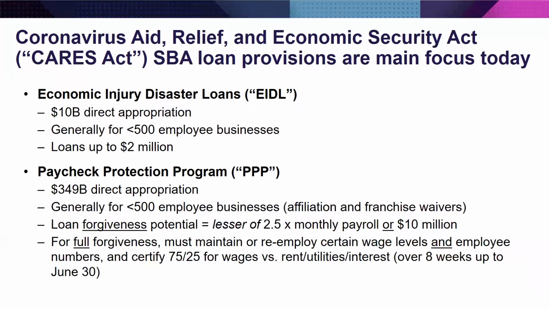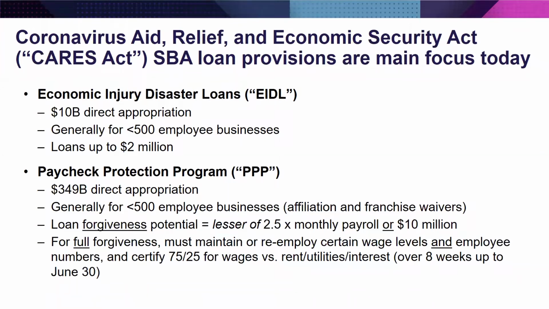In terms of the actual CARES Act, two provisions that Andrew is going to get into, here's just a snapshot without taking his thunder of what you're going to hear Andrew further explain. The EIDL, or Economic Injury Disaster Loans provision, was funded with $10 billion from Congress. It's generally available for businesses under 500 employees and provides loans up to $2 million. The forgiveness portion is not really a part of those EIDL loans.